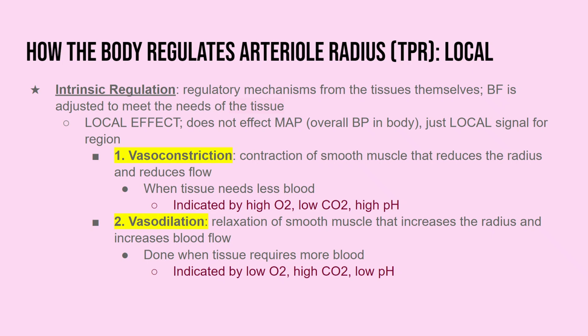Vasodilation is the opposite of that. It's relaxation, increasing the radius, and increasing blood flow. This is done when we have low oxygen levels, because we need more oxygen in the tissue, so we want to increase the radius to allow more blood to the region. Also high carbon dioxide and low pH.